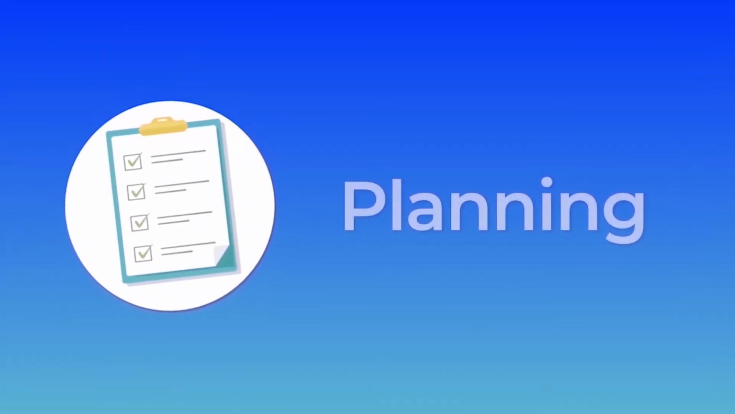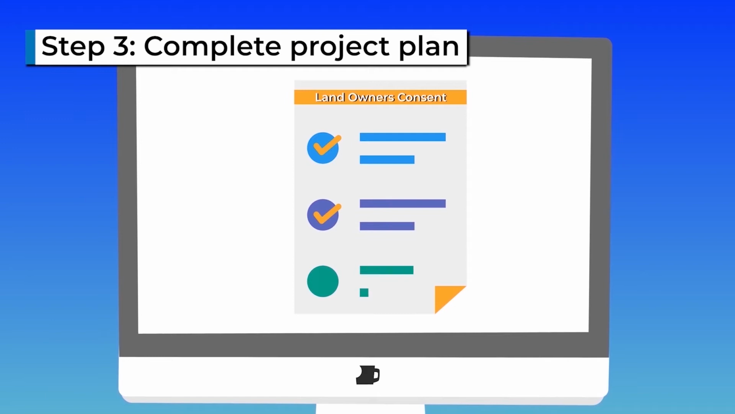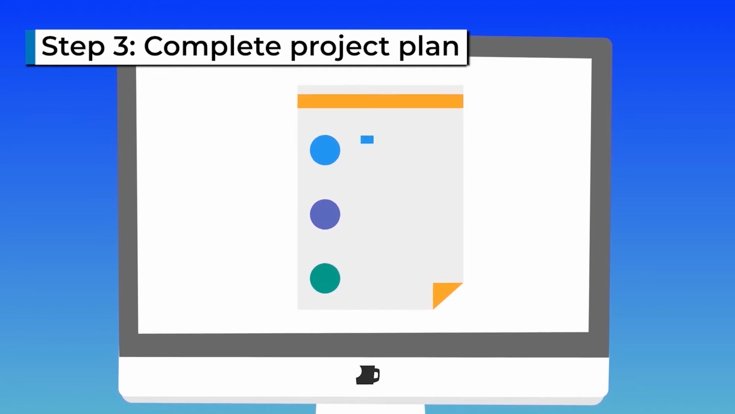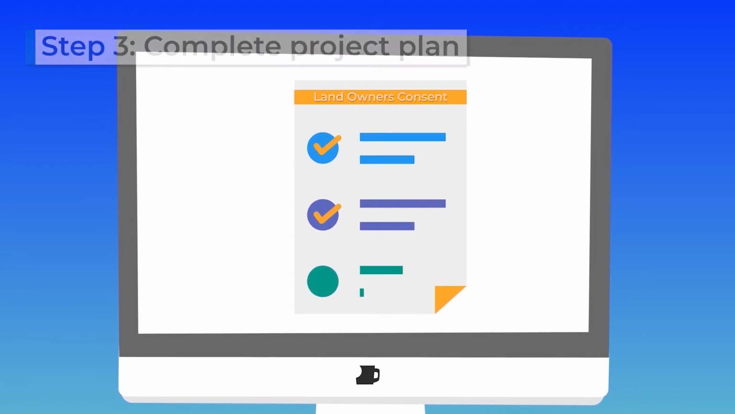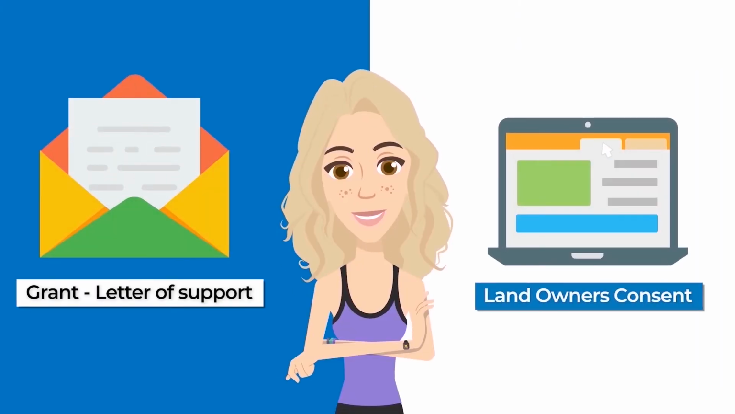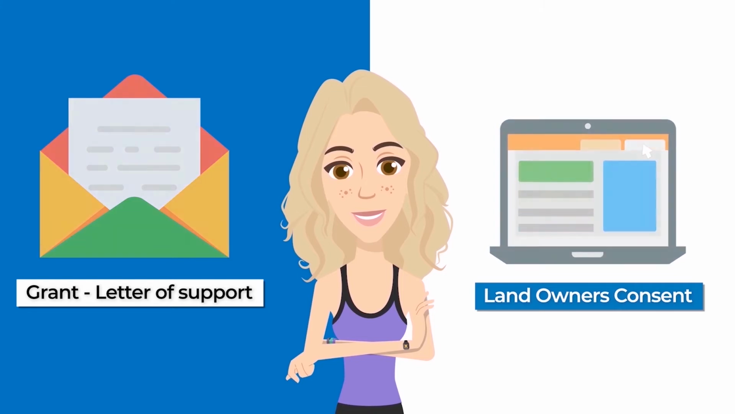The planning stage is where Redlands City Council is provided with all the necessary information so that they can show their support for your project. Step 3 is to fill out a project plan. Once you have contacted Redlands City Council and decided to progress with your project, you will then need to complete a project plan and provide any relevant supporting material. If you are applying for a grant, council can provide you with a letter of support. Alternatively, should your project be approved by council in its entirety, council will provide you with a full landowner's consent letter. If you are not applying for a grant, go straight to Step 7.